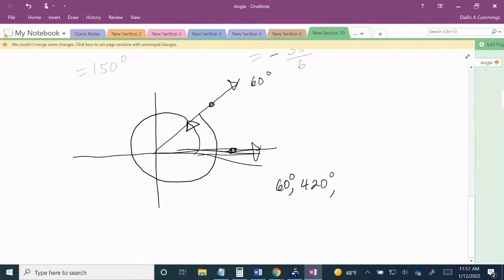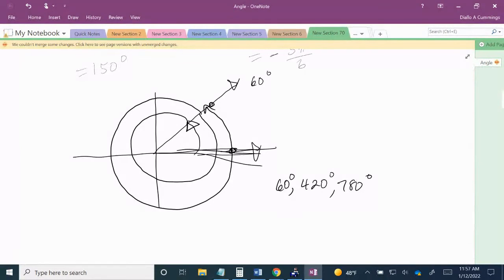We can add 360 again. If we add another 360 degrees, notice that now we have 3 revolutions. If we add 360 to 420, we get 780 degrees. So all three of these angles are coterminal angles. And keep in mind that this will keep on going. You could also subtract 360 degrees.